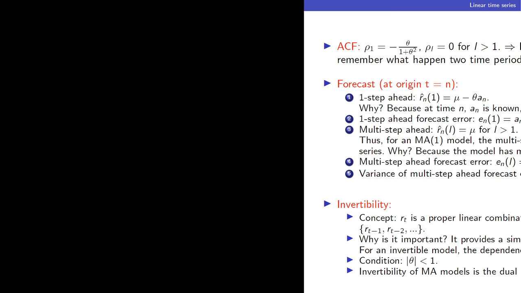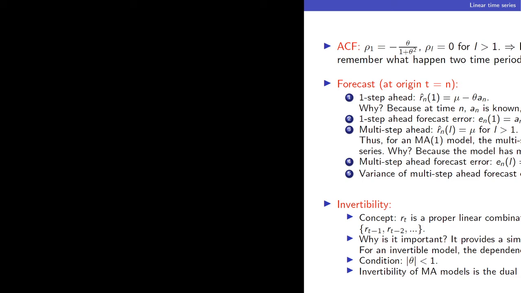past observations. Why is it important? It provides a simple way to obtain the shock. You can just move the shock in the equation and put it as a function of r sub t. This makes the model invertible. For an invertible model, the dependence of r_t on r in previous moments of time converges to zero, the bigger L is. It makes sense. It has finite memory. The condition for this to be true is that this parameter theta is smaller than 1 in absolute value.